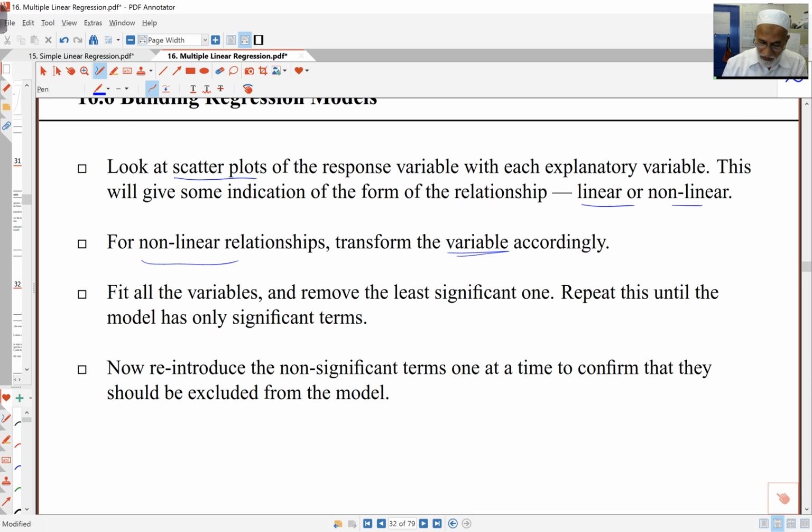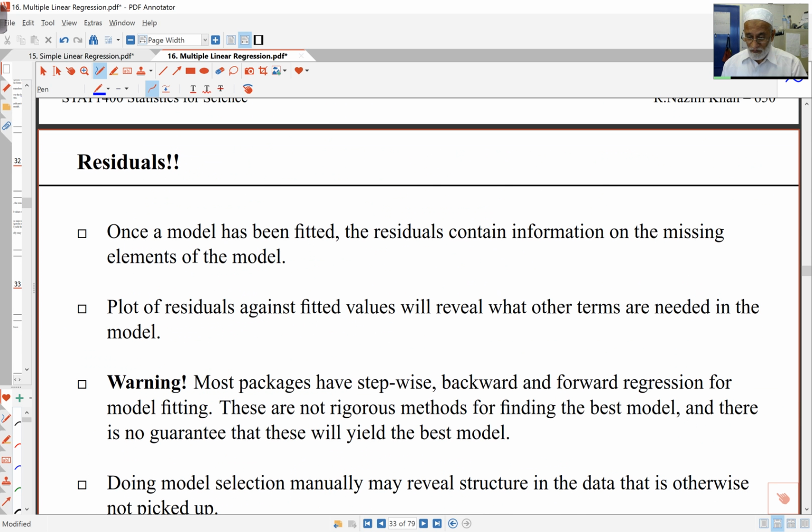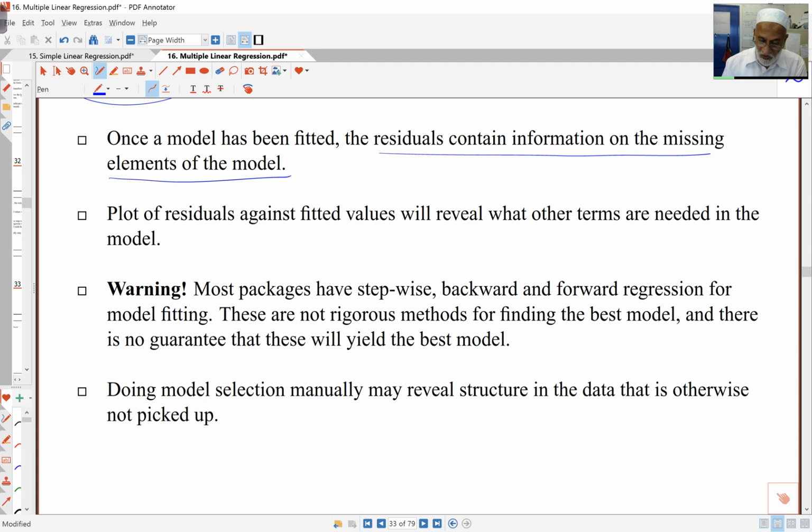I just fit all the variables, of course, and remove the least significant, repeat this, and reintroduce the non-significant terms one at a time to confirm that they don't belong in the model. So how does this work? The most important aspect, as I said before, is residuals. They contain information on the missing components of the model. So what we'll do is we'll plot residuals against fitted values, and they will reveal to us what else is required.